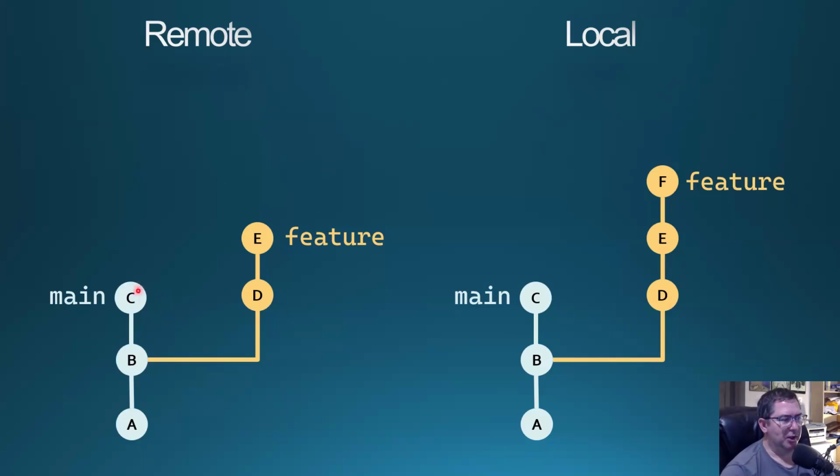Now I've labeled the nodes here for clarity, so we can see that the remote and local repositories share nodes up to E, but we've added an F node and an additional commit to our feature. So what happens when we do a merge?